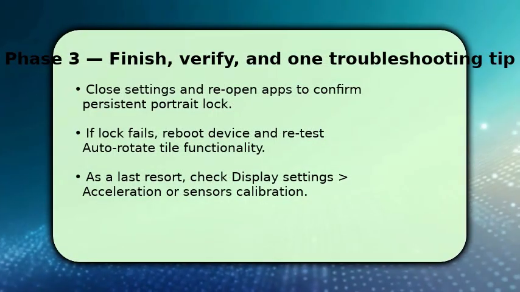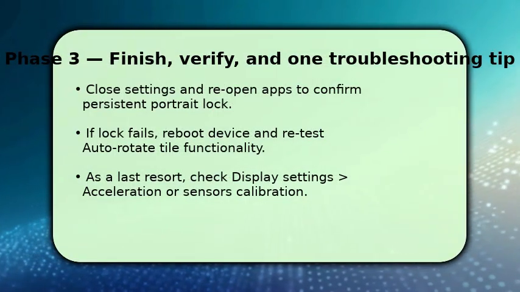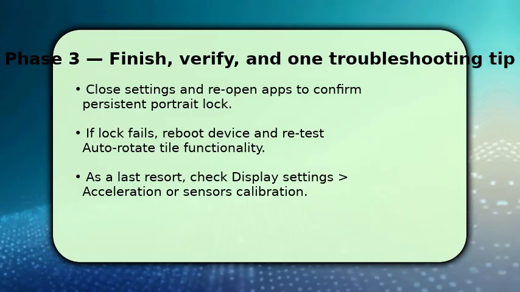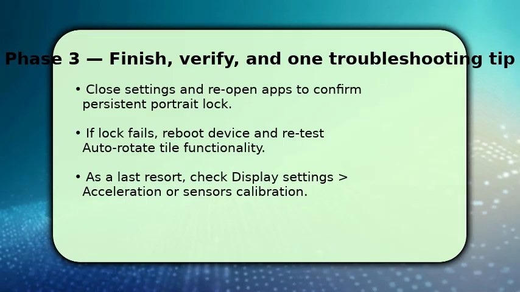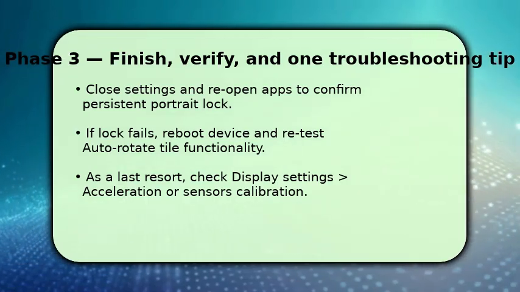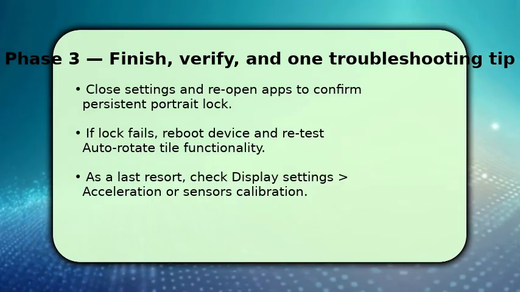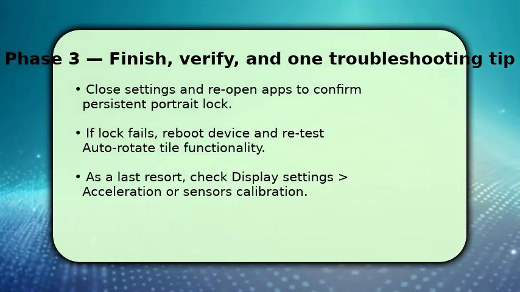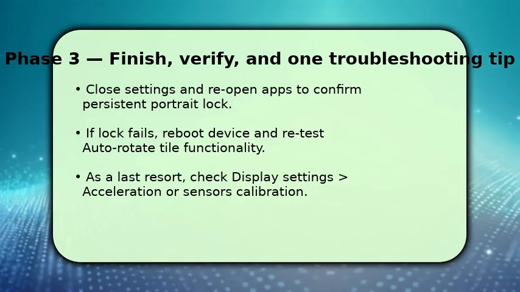You want to see consistent behavior across home screen, browser, and apps. If the lock fails, reboot the phone and retest the Auto Rotate tile. Restarts clear sensor hiccups and often restore expected behavior. If problems continue, go into Settings Display and look for sensor calibration or motion settings, recalibrate or toggle related features. That single troubleshooting tip.